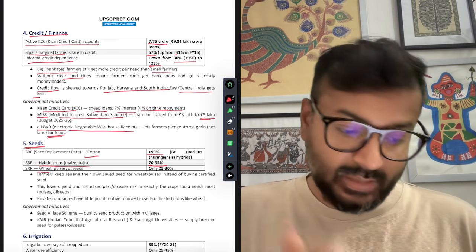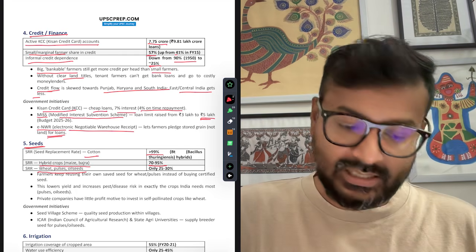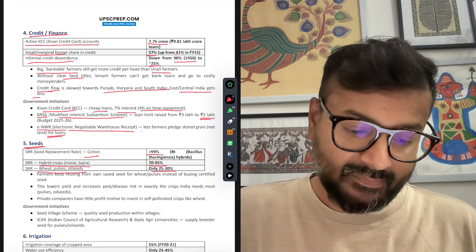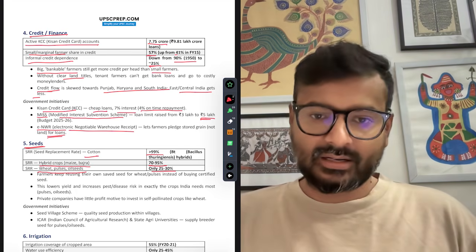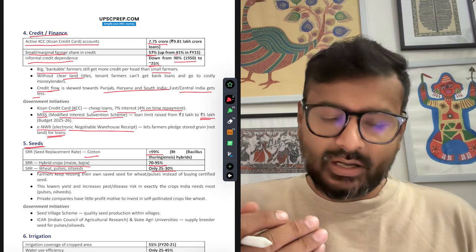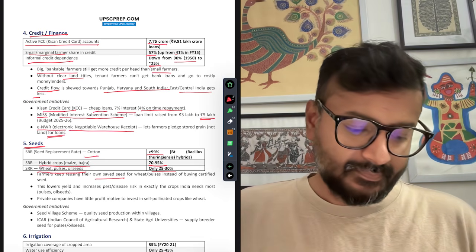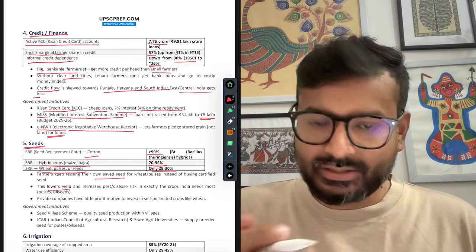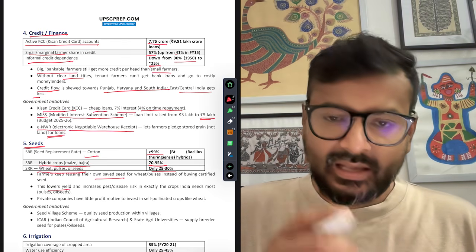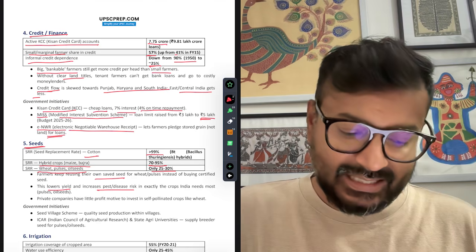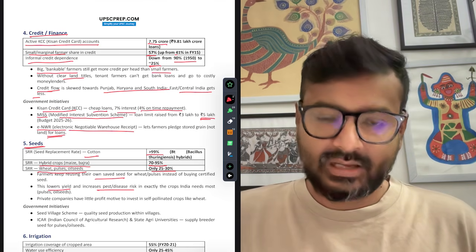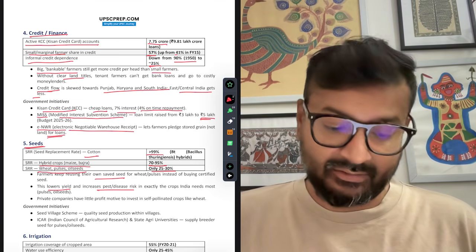But when it comes to major crops like wheat, pulses, oil seeds, the seed replacement rate is only 25 to 30%. Now, this matters because when farmers use their own saved seeds, the yield lowers, right? The yield becomes low. There's also higher risk of pest and disease. Okay, so this brings down the productivity.